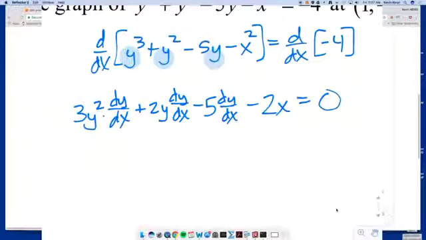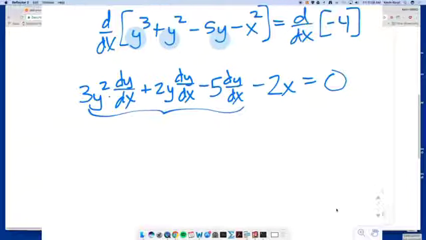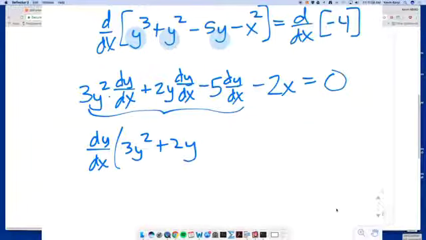I'm going to go ahead and do 2 steps in 1. My 3 dy/dx fellas are already on the left side together. So I'm going to go ahead and just factor out a dy/dx. And that leaves me with a 3y squared plus a 2y minus a 5. The -2x now is going to go to the right side and become positive 2x.